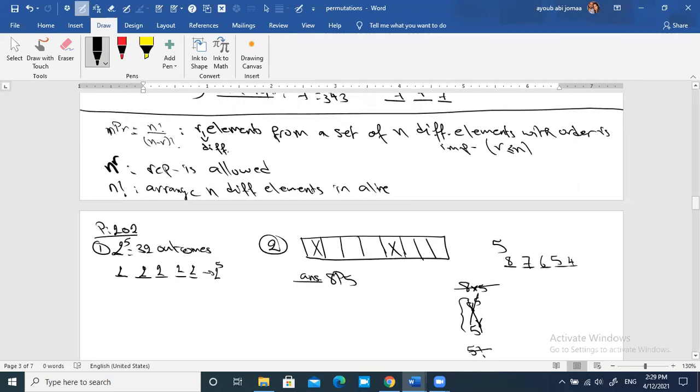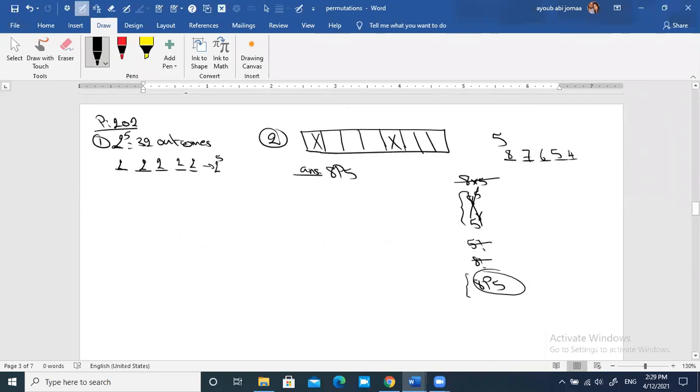Repetition is allowed in n power r. But here you have no repetition, meaning you can't put, for example, 2 copies in the same box. What does that mean? It's as if you have these 5 copies and you want to select 5 boxes for them. So you are going to select 5 boxes from these 8 to arrange these 5 copies. And you can't select the same box twice.